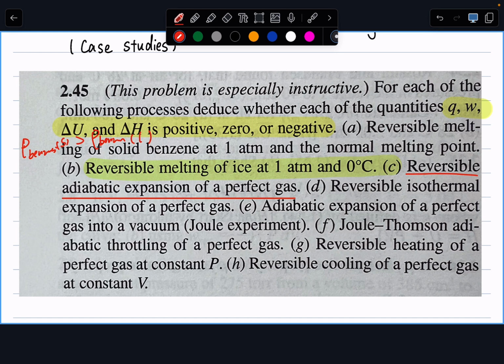Okay, so let's move on to the next one. I'll give you some time to work on it, and at the same time, I'll also work it on the board, but I'm not going to talk about it. After about 5 minutes, we'll check our answers together. Okay, so next question. We have reversible isothermal expansion of a perfect gas. So let's work on it together.